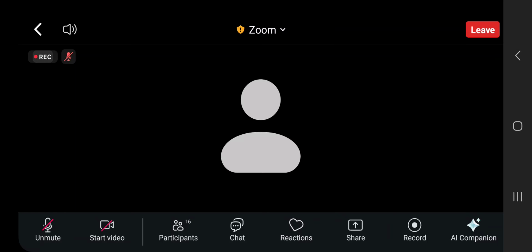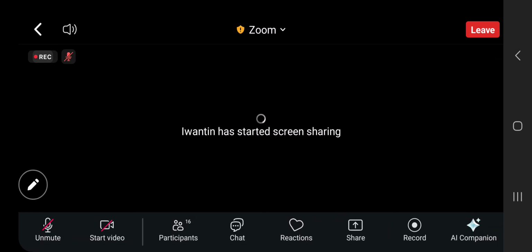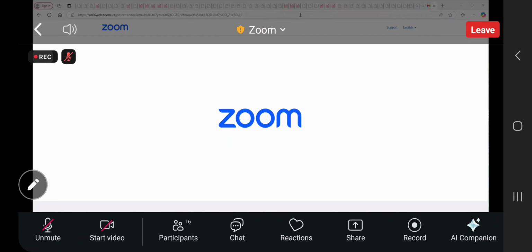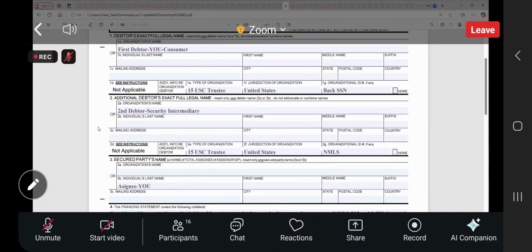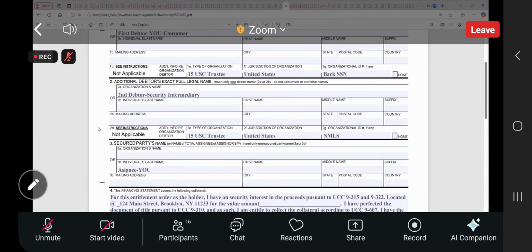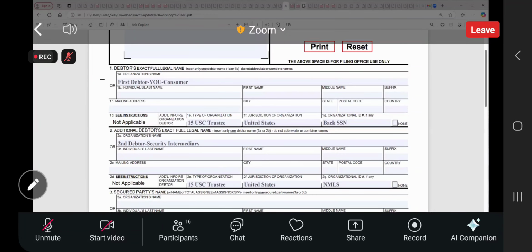Let me see if I can get the hang of this. Share my entire screen. Okay. Can anyone see my screen? Has the UCC come up? Yes. Good.